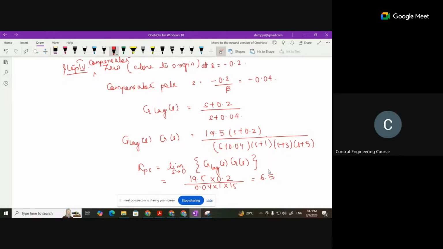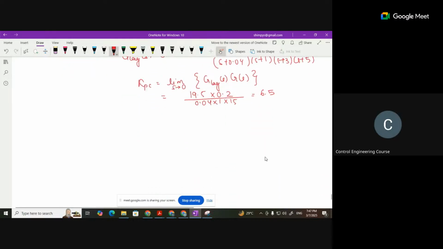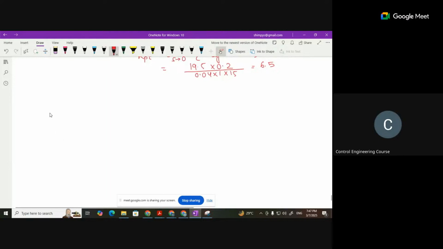Okay. You just note down this problem. Let G of s be equal to K by s times s plus 2, for which a lead compensator is to be designed.